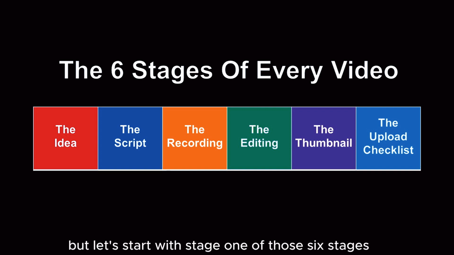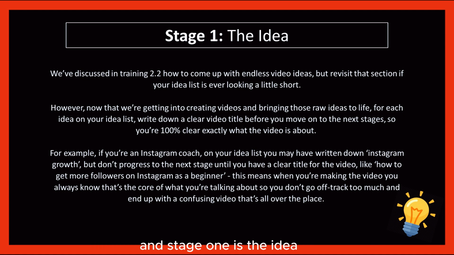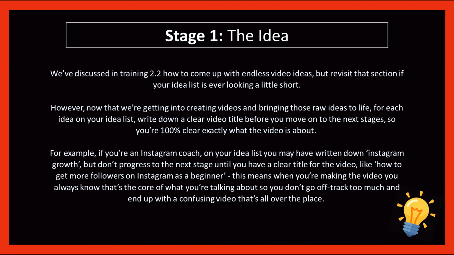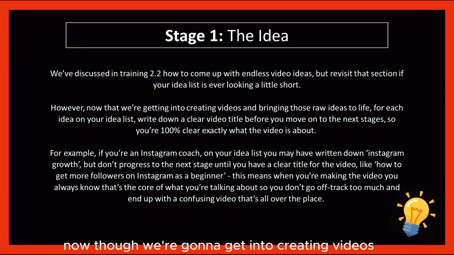But let's start with stage 1 of those 6 stages. And stage 1 is the idea. We've already discussed in Training 2.2 how to come up with endless video ideas, but you can always revisit that section if your idea list is ever looking a little short. But let's assume that you've now been using those different strategies in 2.2 and you've got an idea list of lots of different ideas. Now though, we're going to get into creating videos and bringing those raw ideas to life.